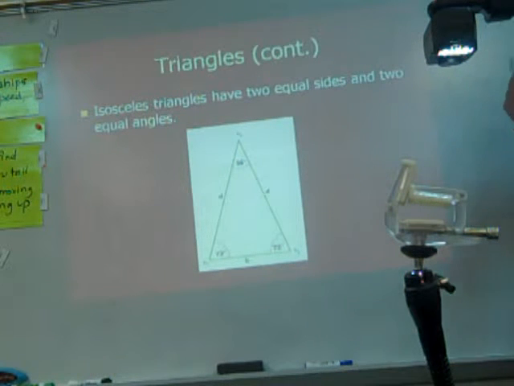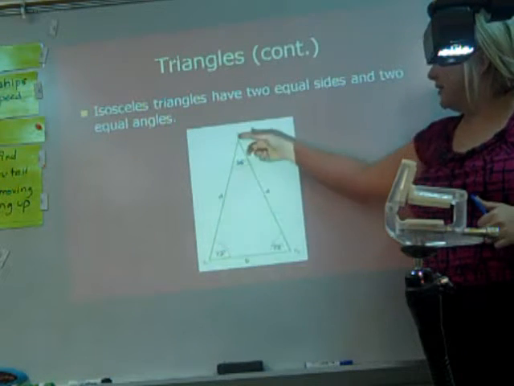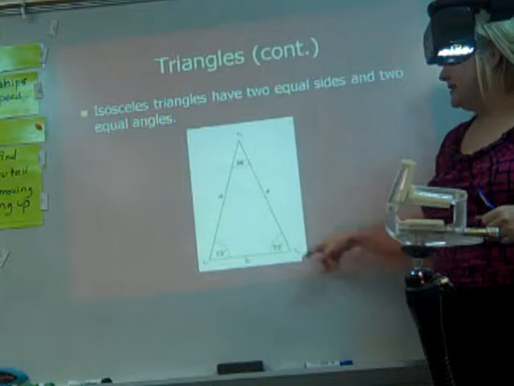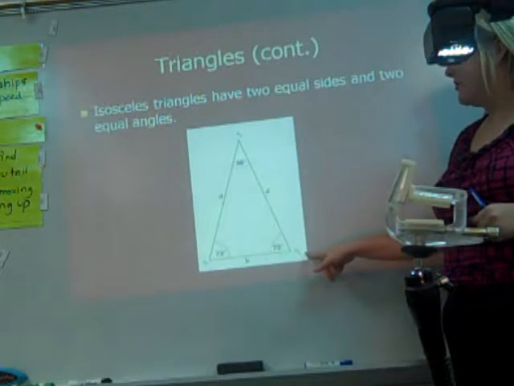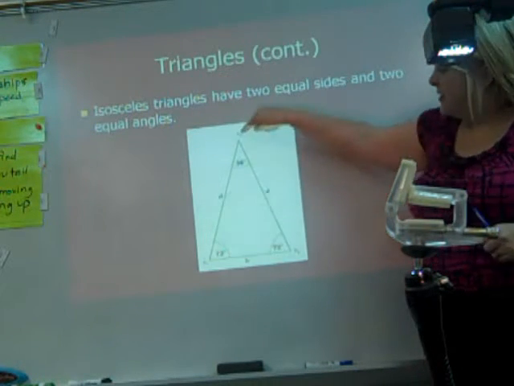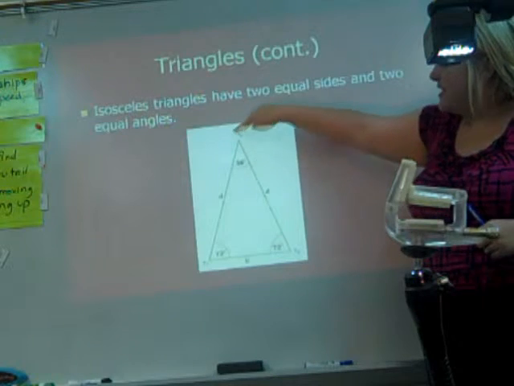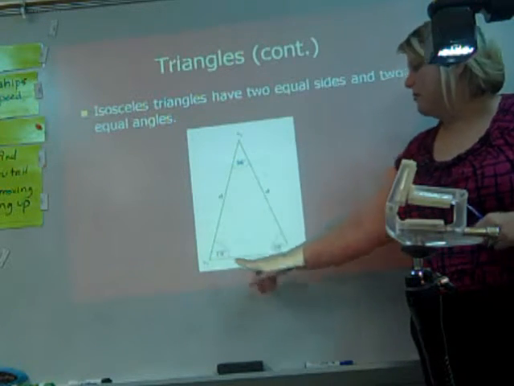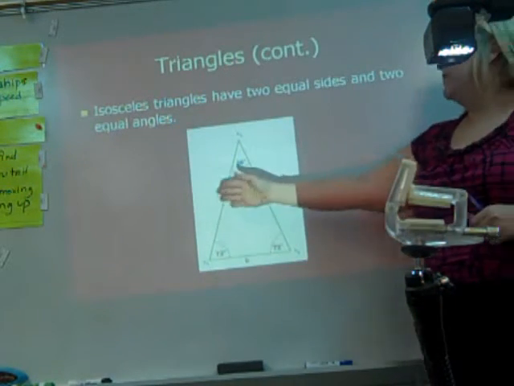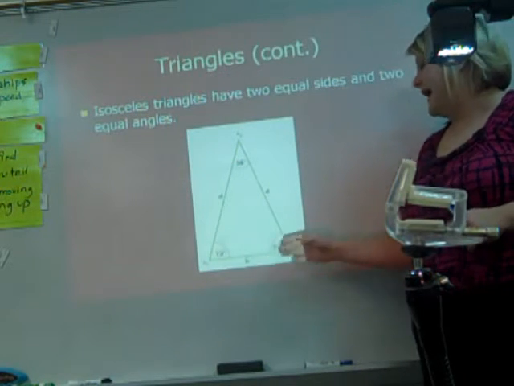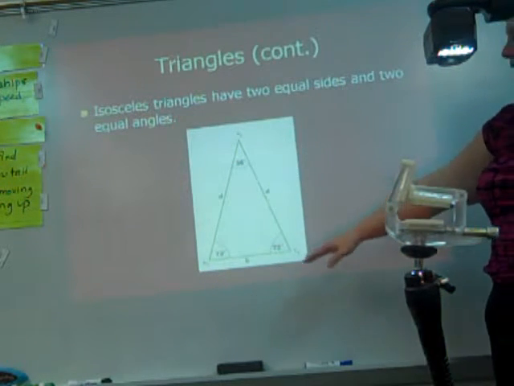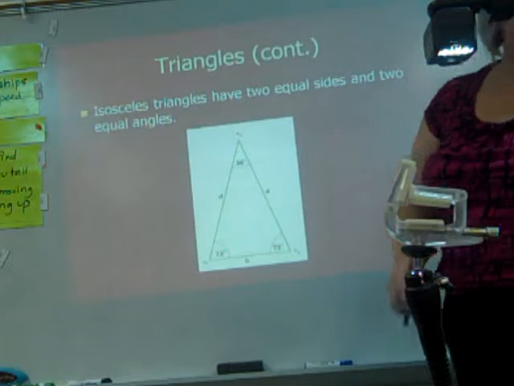Isosceles triangles, this is one of the definitions from before. These have 2 equal sides and 2 equal angles. We call the sides here that are equal the legs, and then the third side is called the base. And this angle up here is called the vertex angle. These are called base angles. So the legs are equal, the base angles are equal. Then you've got a base and a vertex.